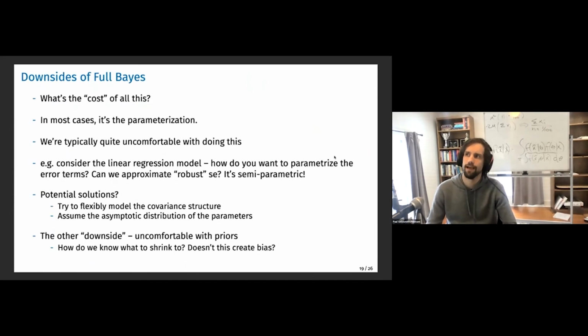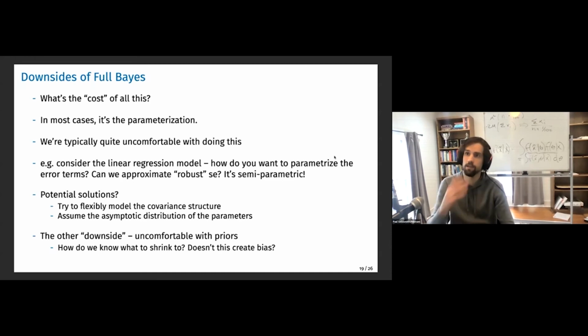So what are the downsides of going full Bayes? What's the cost of all of this? In most cases, the biggest cost is the fact that it's parameterizing everything. In everything we've talked about, I said, look, these errors are normal, or this is following X distribution, and I have to be very specific about all the parameters that are going on.